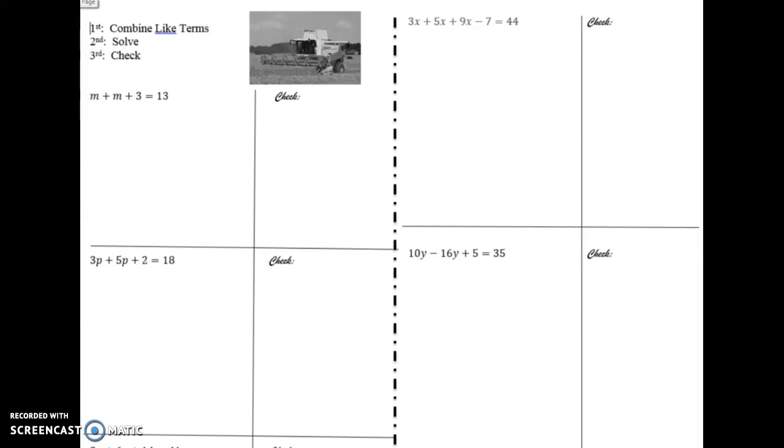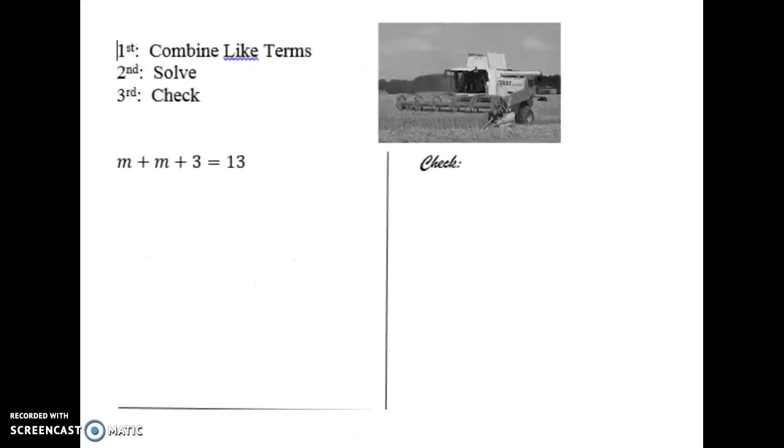All right, ladies and gentlemen, today's lesson is going to be on combining like terms when you have an equation with multiple items in it. And the note sheet you're using today has this picture of a combine on it. Ha ha ha.